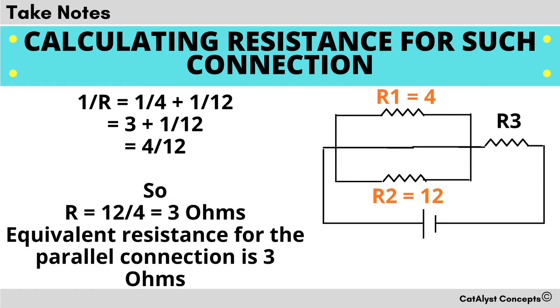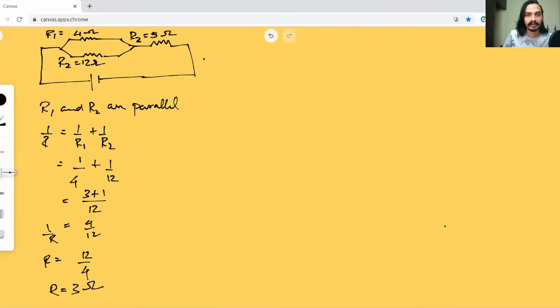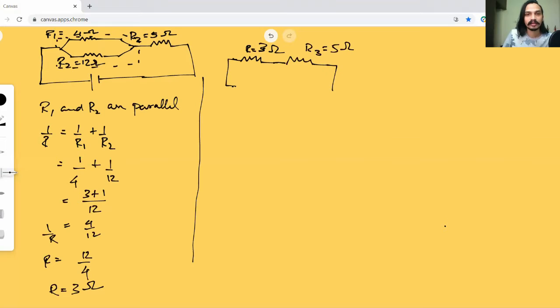So what I can do now is reframe this diagram like this. I can replace these two with one resistance of R equals 3 ohms. I have replaced just this section with its equivalent resistance and put the other one, R3, equals 5 ohms, and then continue the rest of the diagram. Now these two are in simple series connection.